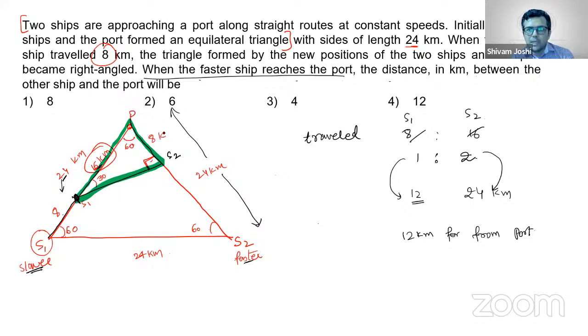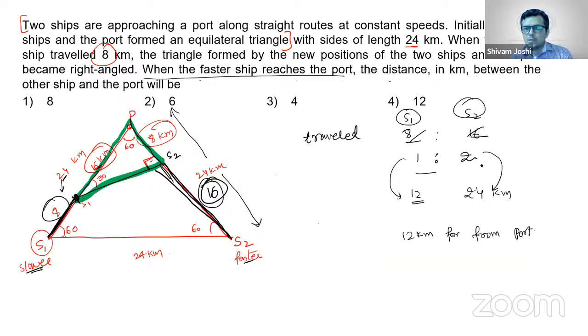So for S2, if 8 kilometers remain, this is remaining, no? So how far have they traveled? S1 has traveled 8, and for S2, if 8 is remaining, it would have traveled this much, which is 16, right? So then I can take the ratio of the traveled distance for S1 and S2. S1 has traveled 8 and S2 has traveled 16. So 8 is to 16 is 1 is to 2. So the speed ratio is 1 is to 2. Now they are asking me if S2 reaches the port, which means when S2 completes 24, S1 would have done exactly half. It would have done 12 according to the ratio. So for S1, if 12 is done, 12 is remaining.